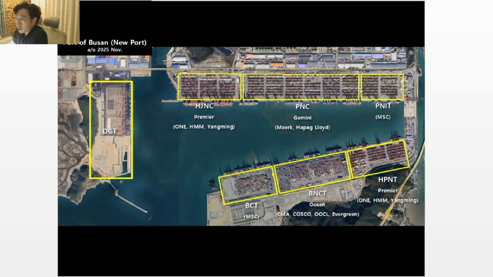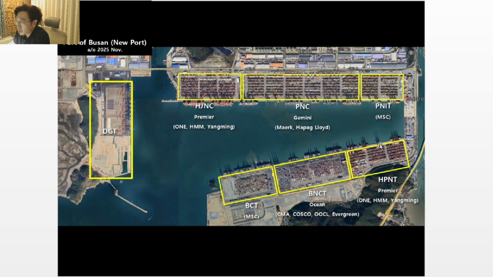In the northern part, we have 3 terminals named PNIT, PNC, and HJNC. Each separate terminal operator is handling container cargoes for MSC, Gemini Alliance, and Premier Alliance. You can see each shipping carrier that is using the 3 respective container terminals.